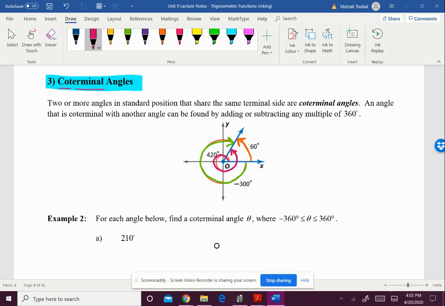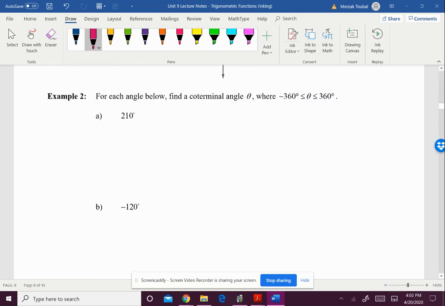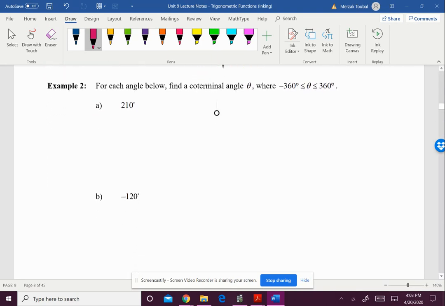Let's work on example 2. Example 2 says, for each angle below, find the coterminal angle theta where the angle measure is in between negative 360 and 360. So it means it cannot be greater than 360, cannot be smaller than negative 360. Let's make a figure for the first example. Then once we understand what we need to do, we can do some computations and find the coterminal angles.